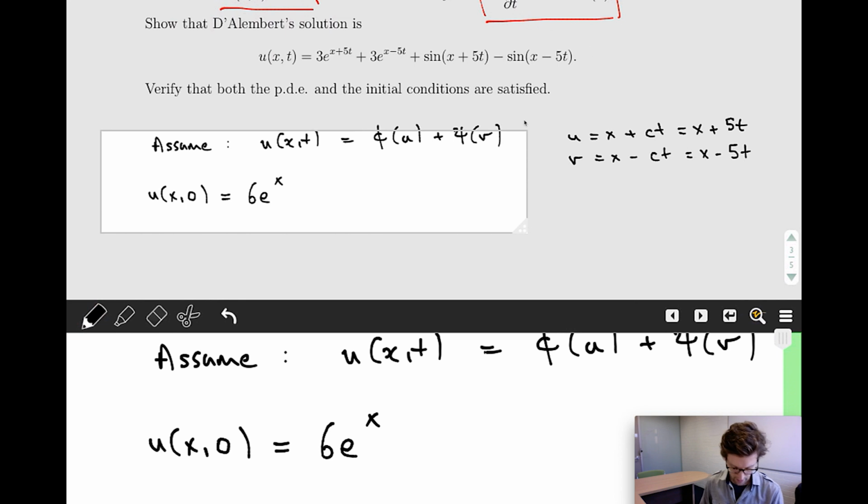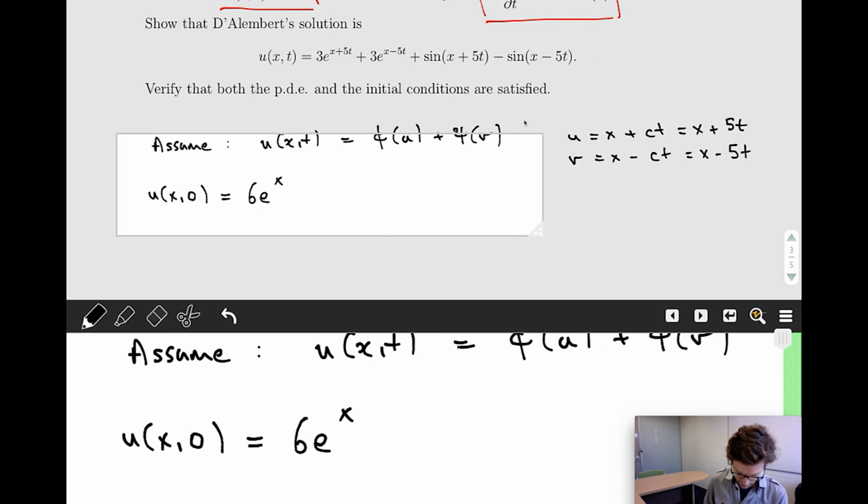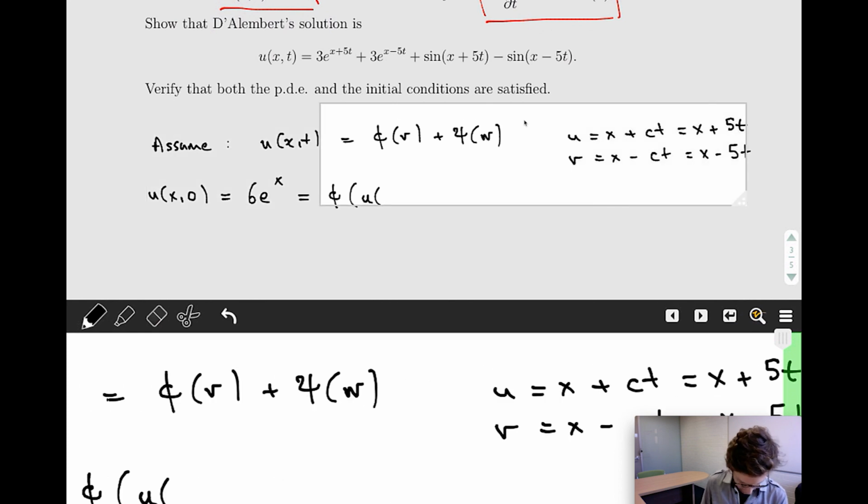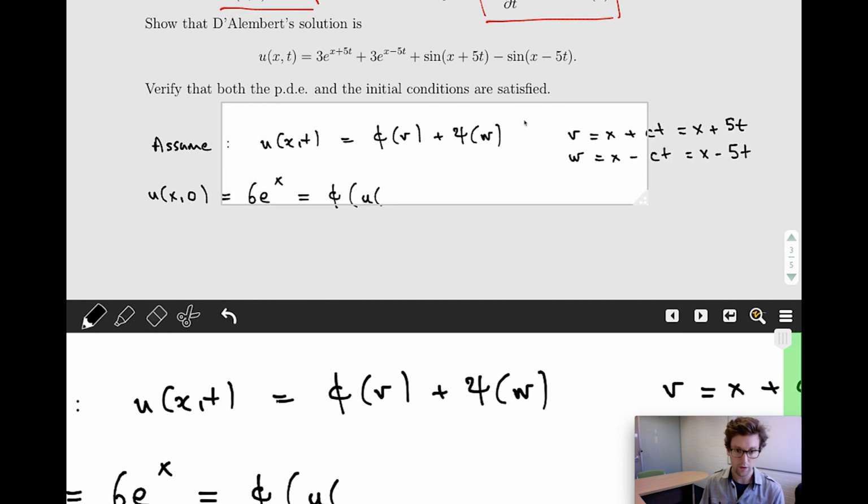Now what does that mean for our solution? Well, I'm going to substitute t is equal to 0 into this expression. Remember that phi is a function of u, and u is a function, I guess I shouldn't use u there because I've already got u, so let's use v and w. So I don't want to confuse u of x and t here with v and w, the dependence of phi and psi.